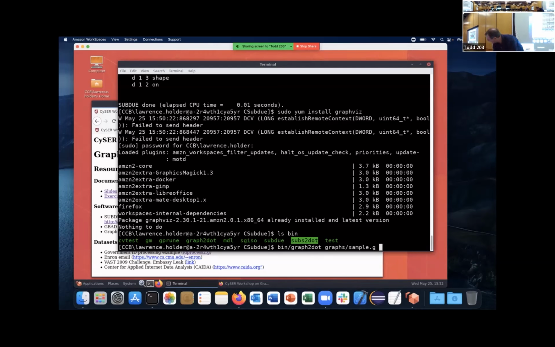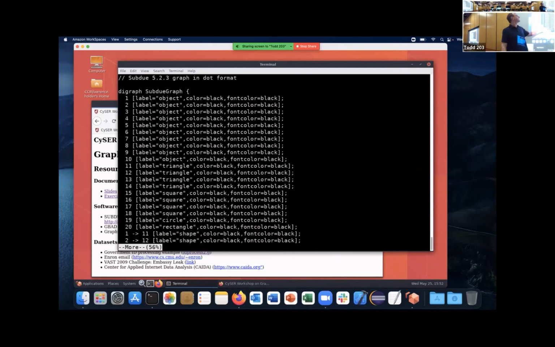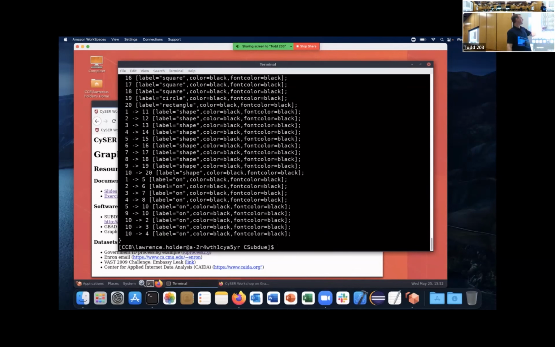And then the second argument is the file you want to store this dot format. So if you want to see what this looks like, it's a textual format that just identifies the labels and the colors and the edges and their labels and colors and so forth. So it's a textual format.